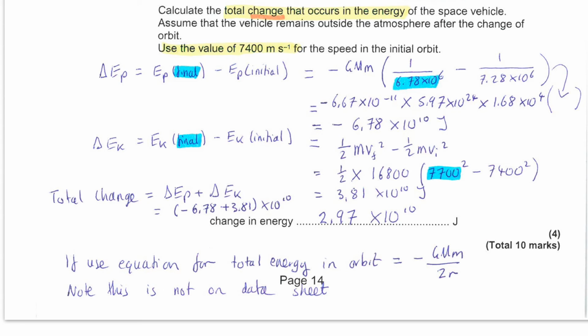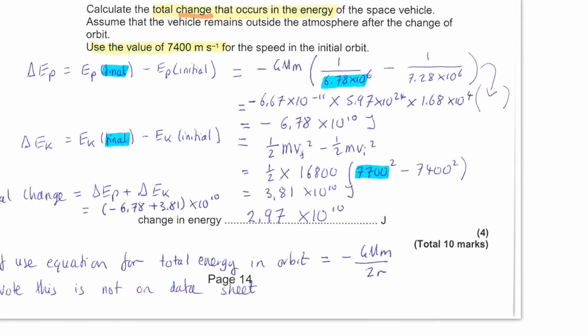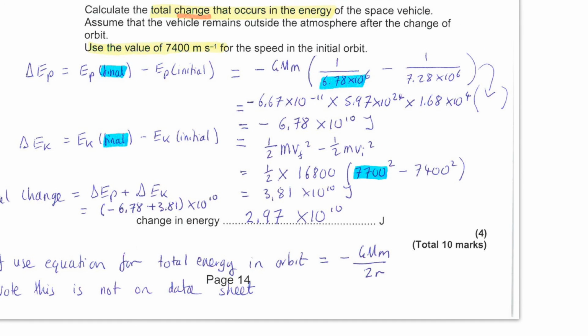I've carried on leaving the negative sign outside the bracket and then carrying on with the substitution. So you can see minus G times the mass of the Earth times the mass of the space vehicle, and then we just need to multiply by this bracket here. That leads us to an answer of minus 6.78 times 10 to the 10 joules.